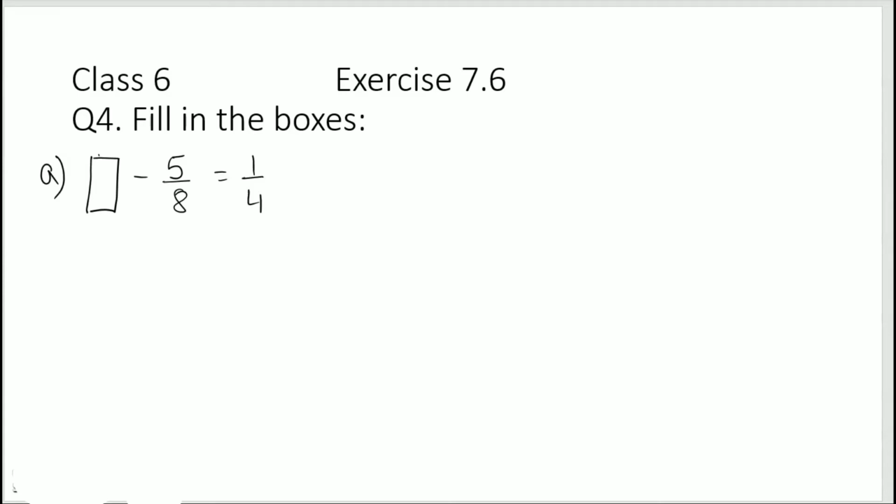Let me show you with natural numbers how it works first. Say for example, I have a blank box minus 3 equals 2. I need to fill this box with a number from which, when 3 is subtracted, I get 2. So if I calculate mentally, obviously this is going to be 5. 5 minus 3 gives me 2. But then how did I get it?